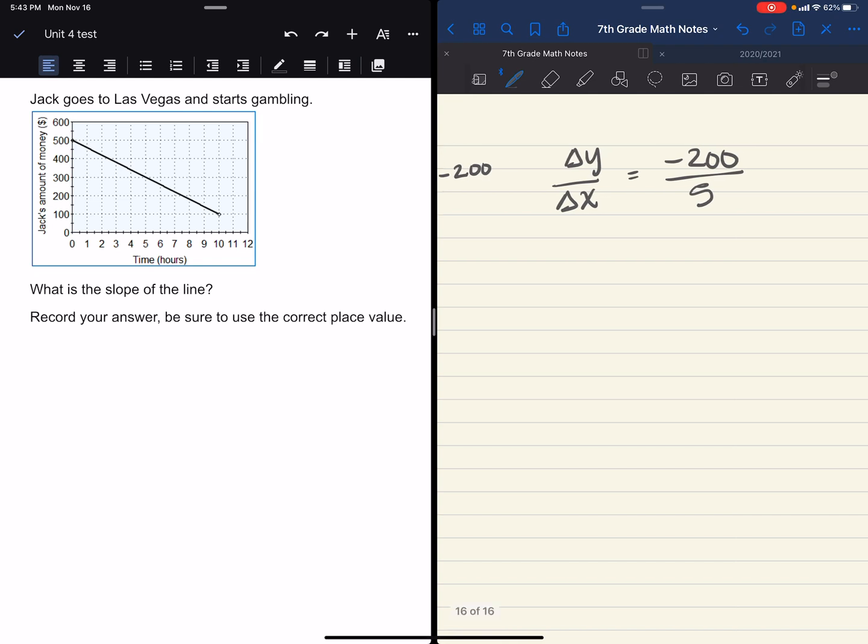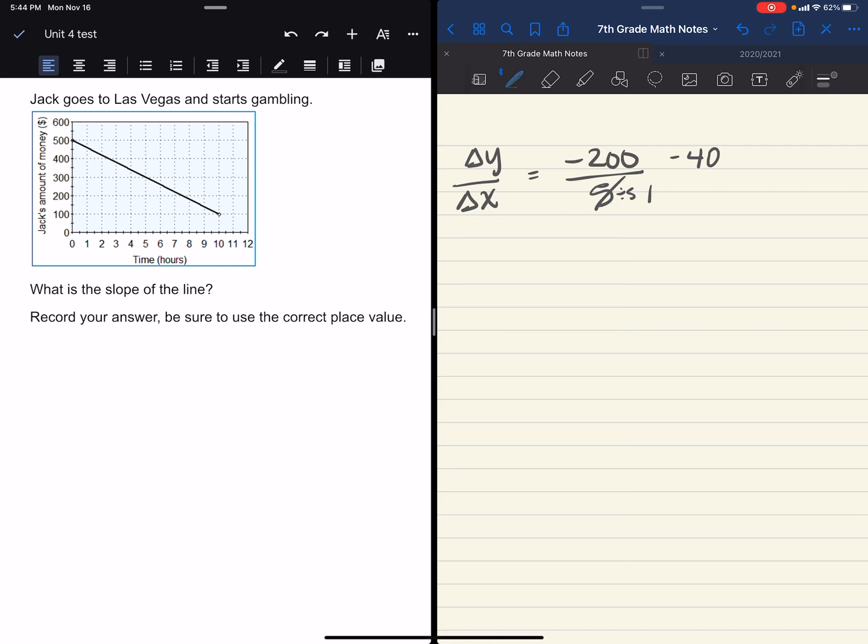Now, I can divide like it is in fraction form, but a lot of you cannot. So let me talk you through how to do this in fraction form. And then I will show you in long division form. So 5 divided by 5 is 1. So that cancels out. Negative 200 divided by 5. I know 5 can go into 20 4 times, and then 5 can go into 0 times. So my answer would be negative 40.